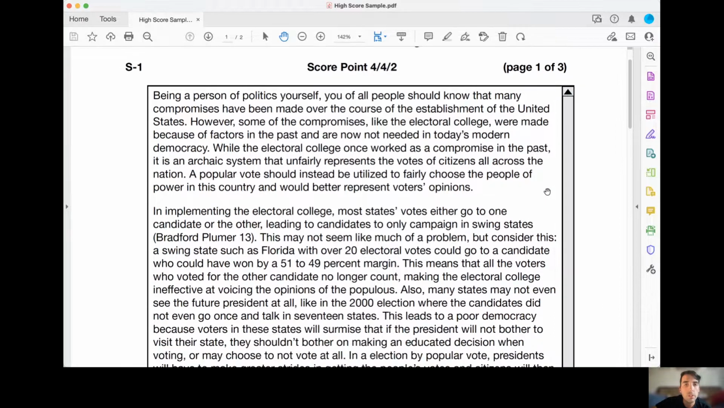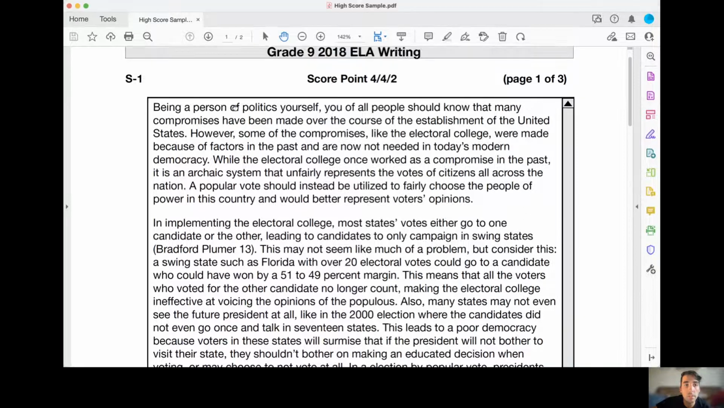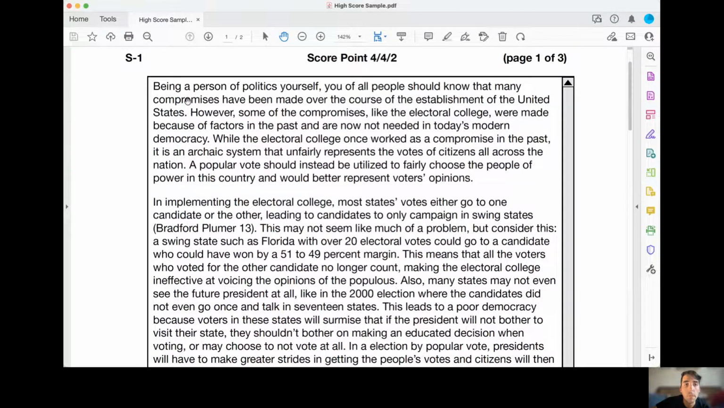So let's start at the introduction. So again, this is a high scoring essay. This scored a 10 out of 10 according to the Florida State rubric. So let's take a look at it. So what we're focusing on here is the introduction. So it starts with, being a person of politics yourself, you of all people should know that many compromises have been made over the course of the establishment of the United States.